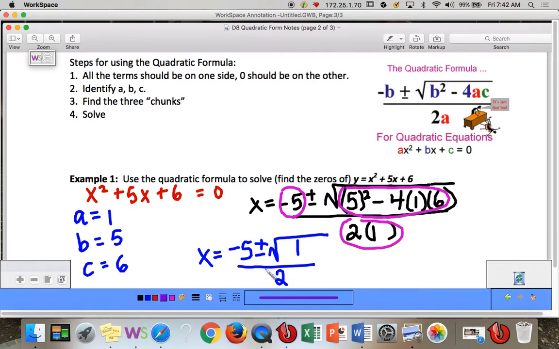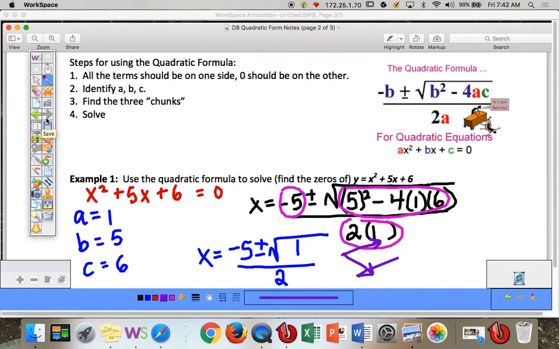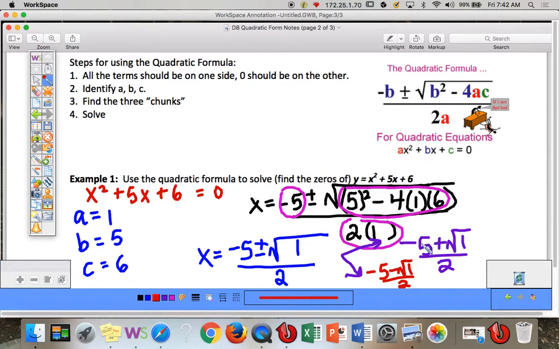Next step, we're going to solve by splitting it up. So here we're going to split it up into the plus and the minus. All right, let's draw this better. Okay, so the first one would be negative 5 plus the square root of 1, hit enter, divided by 2. And the second one is negative 5 minus the square root of 1, hit enter, divide by 2. So the first one, negative 5 plus the square root of 1, which is 1, means negative 5 plus 1, which is negative 4. Negative 4 divided by 2 is negative 2. So here's one of the roots or the x-intercepts. The other one is negative 5 minus 1, so that's negative 6, divided by 2, which is negative 3.